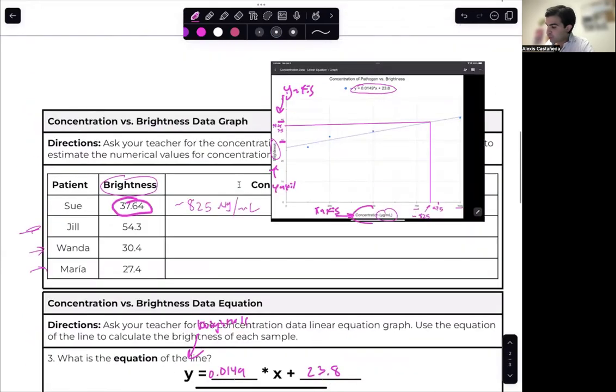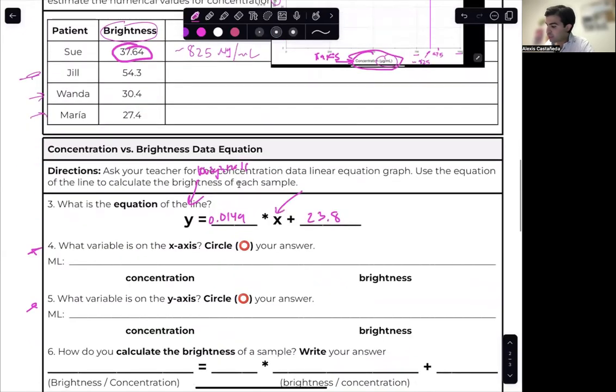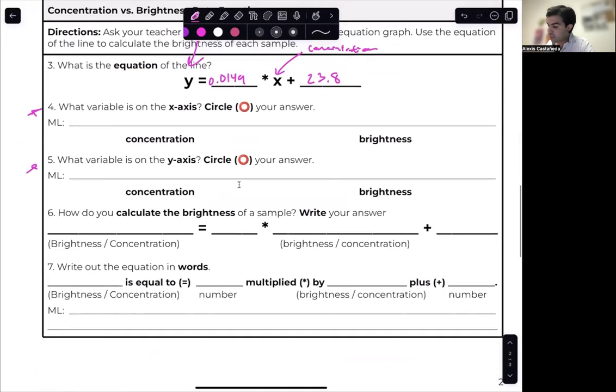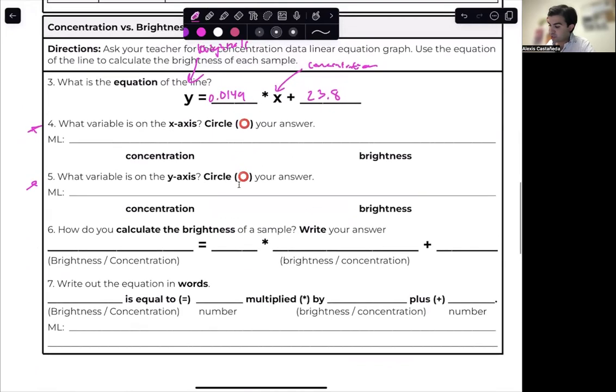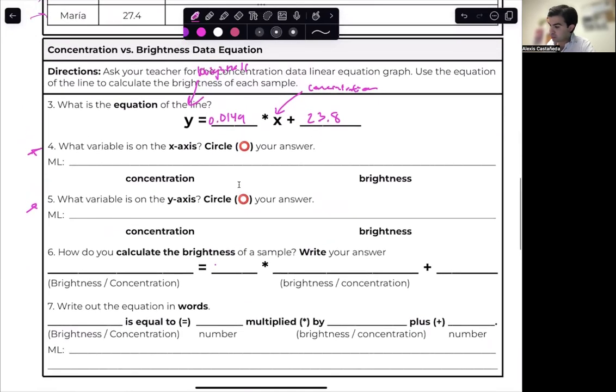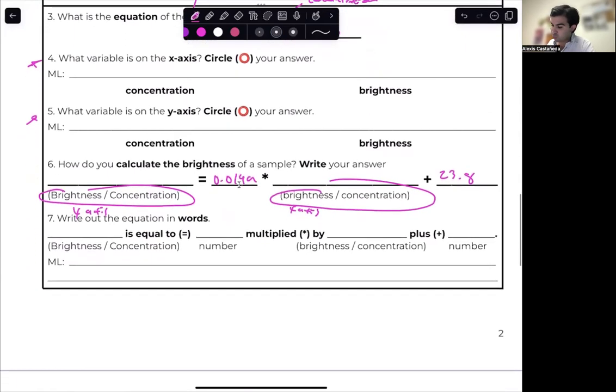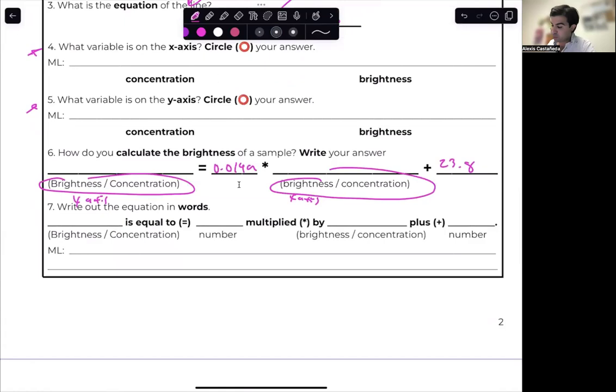On the x-axis, we have concentration, so your x variable is concentration. So you're going to fill in that information here. Again, this is the number that's in front of here. So this is 0.0149. This here is 23.8. So you can write in brightness or concentration for the y. This is for the y-axis, and this is for the x-axis. Then you're going to just rewrite this exact same thing, but now with words.